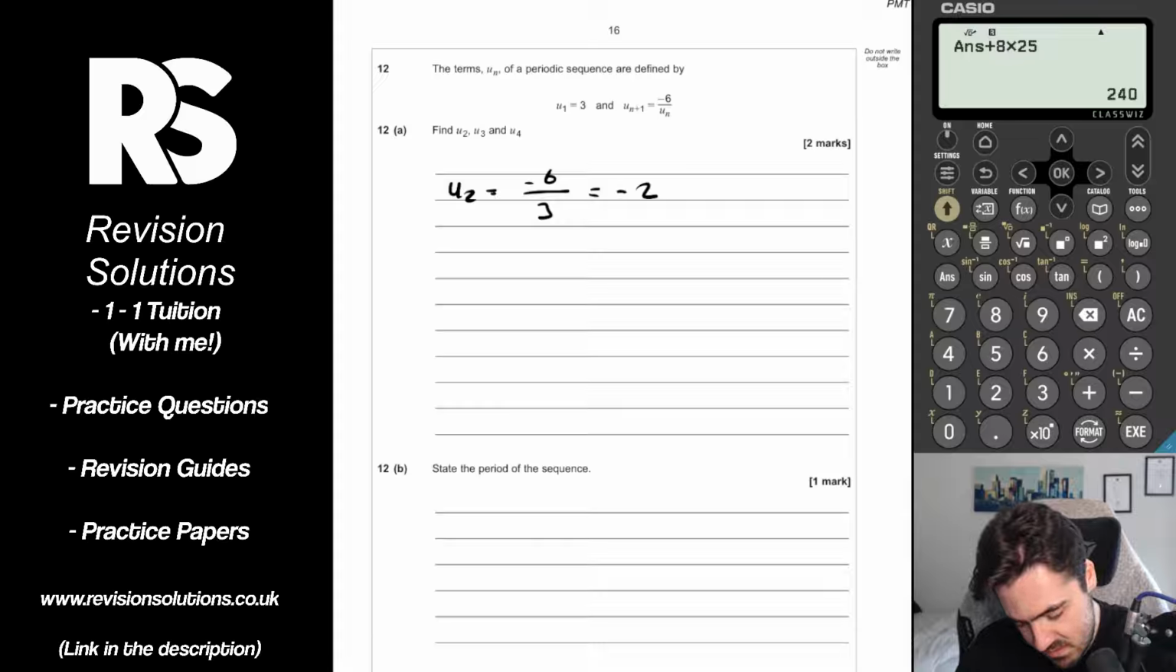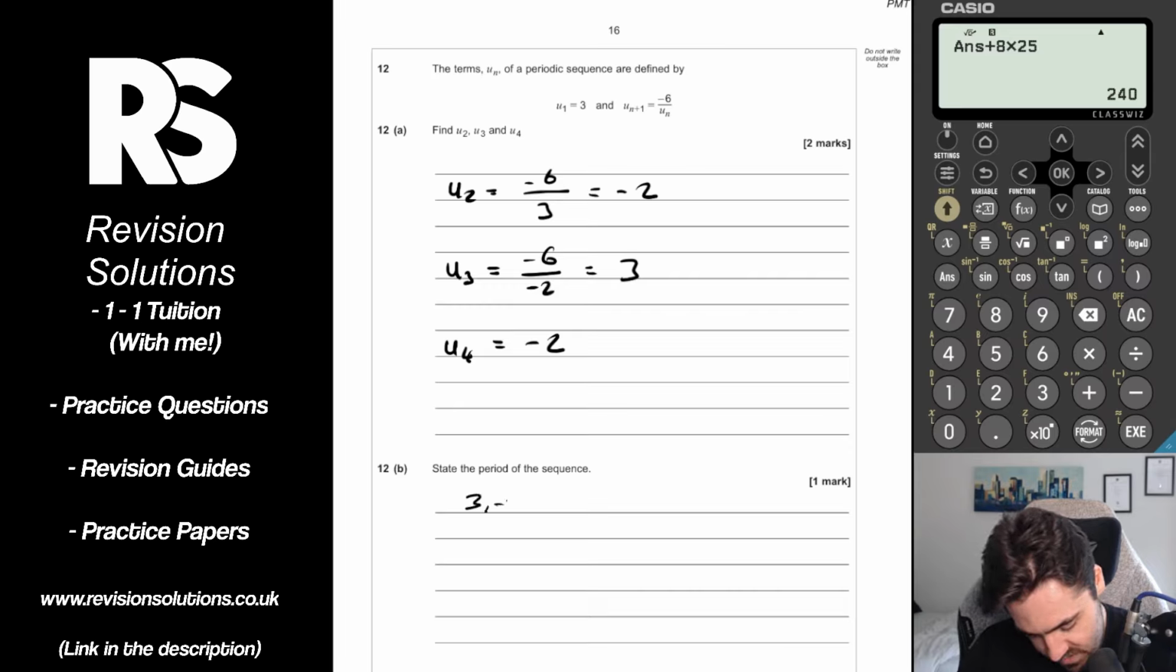And to get u3, we do the same thing, but with u2. So it's going to be minus 6 over minus 2, which is going to be 3 again. So now that's the same calculation we did before, so we already know that u4 is going to be minus 2 again. So what is our sequence doing for part B? Well, it just goes 3, minus 2, 3, minus 2, and so on. So that would be a period 2 sequence.